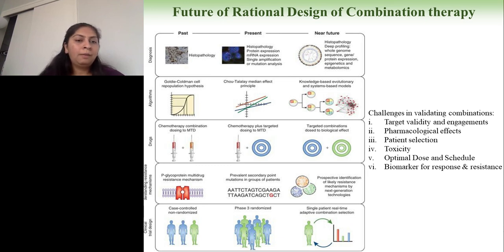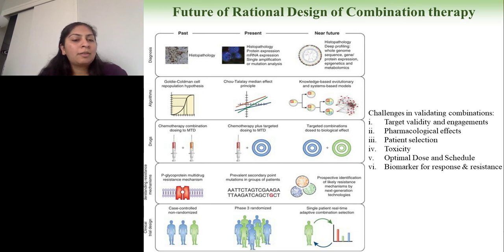Currently, the drug combination design is just based on the hypothesis or just based on the model of calculating the combination index. But with the advent of precision oncology and with the decreasing cost of NGS methods, we can generate this knowledge-based evolutionary system-based model to identify what are the pathway regulations and what it means in terms of therapy. Initially, we relied just on the chemotherapy, but now with the advent of present technology, we know what are the genomic drivers, and we can combine that knowledge to design the efficacious combination.